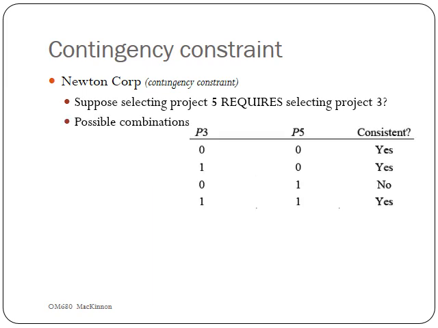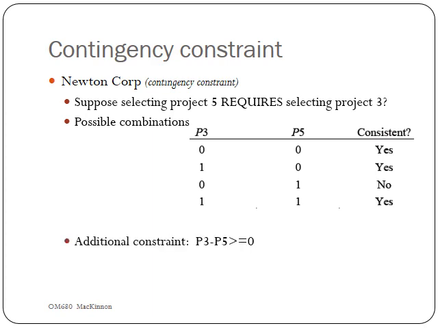So let's take a look at our possible combinations. We could choose neither one of them, and that would be consistent. We could choose project 3 and not project 5, and that would certainly also be consistent. We could try not choosing project 3, but choosing project 5. That doesn't work. That doesn't meet our criteria. Or we could choose both of them, and of course, that is also consistent.